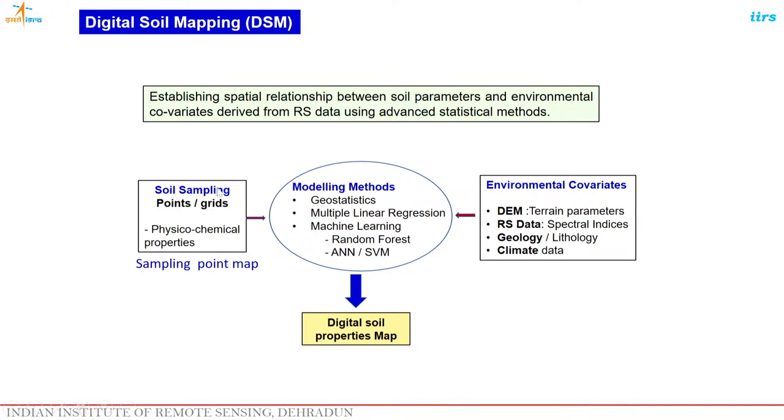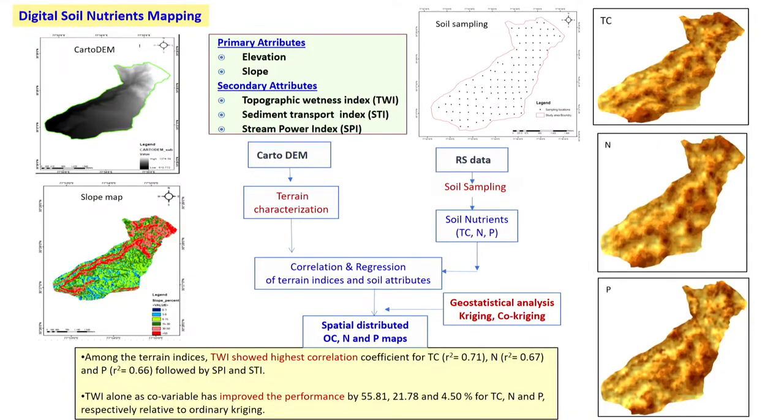between the soil sampling points and environmental covariates using various methods, and the methods are geostatistics, multiple linear regression, and machine learning methods. Those methods are being used today to make the relationship between the soil properties of the point data and, for the same area, the environmental covariates you have generated, and you can prepare the digital soil map. Here you see we have prepared the digital soil nutrients mapping.